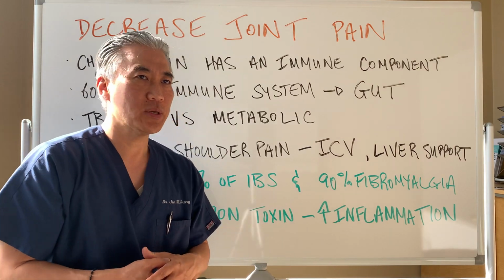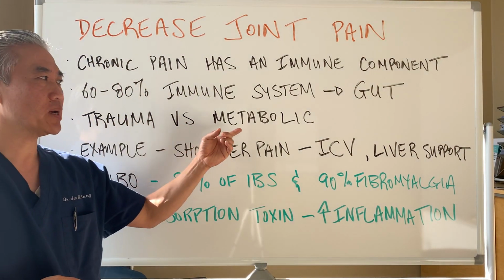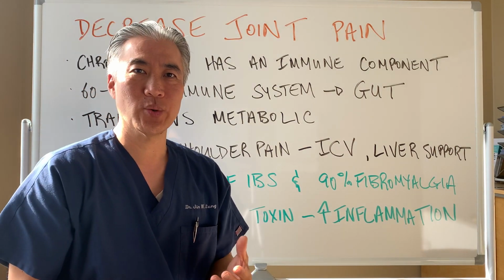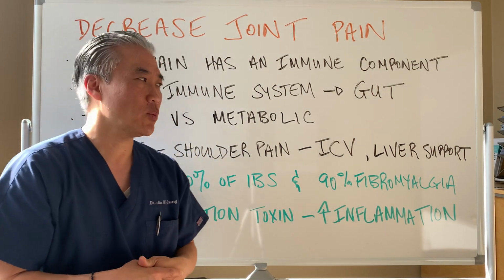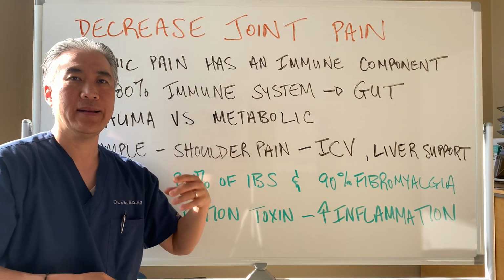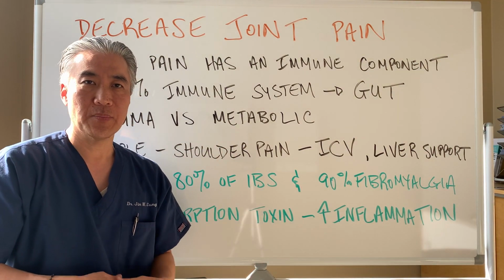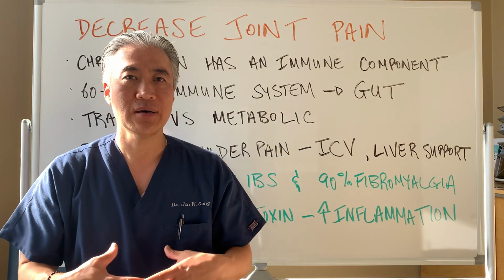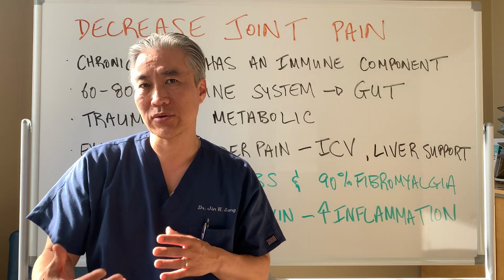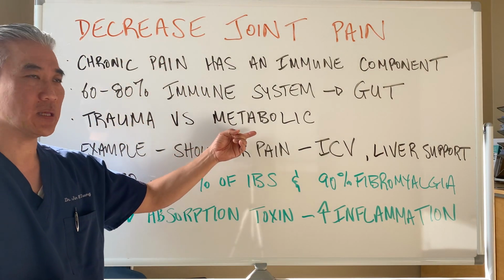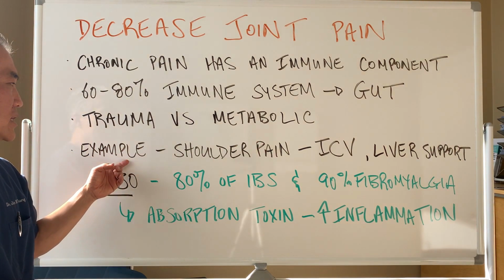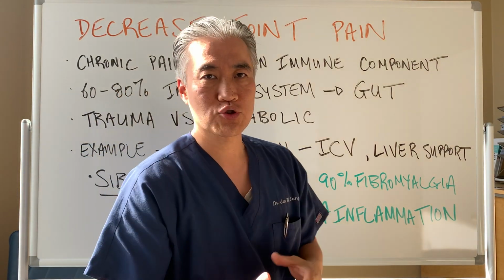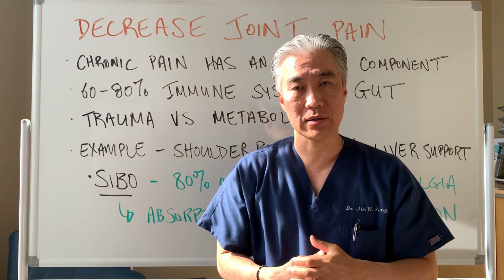So when we look at it in terms of trauma versus metabolic. Like I said, if you had a traumatic injury to a joint, that's very different from someone who's got a metabolic condition and has joint pain, right? The people who have metabolic conditions like IBS, fibromyalgia, small intestinal bacterial overgrowth, those are the metabolic patients, right? So let's give an example. Someone comes in with shoulder pain, didn't have any real trauma, but they have persistent shoulder pain, let's say on the right side.